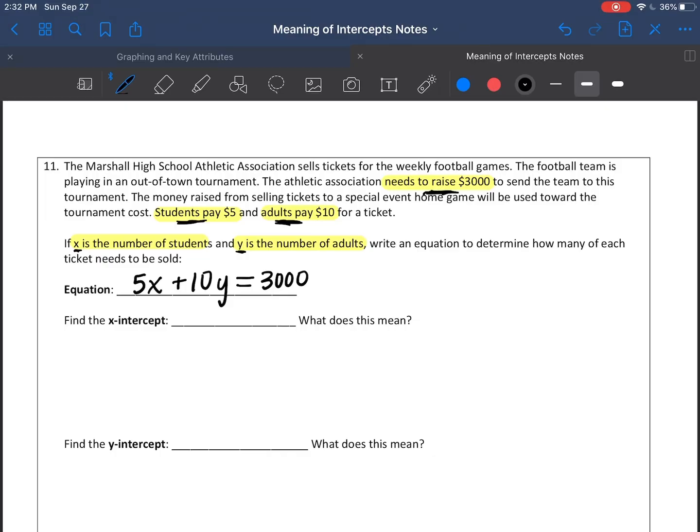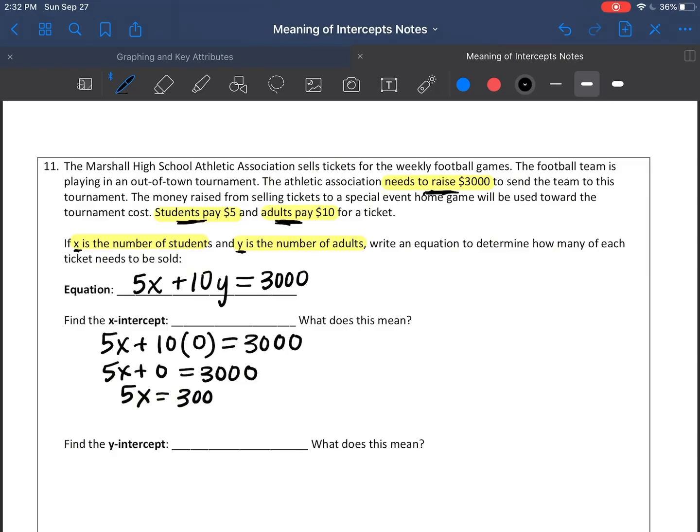All right, so now that we know how to write a standard form equation, we're going to talk about how to find the intercepts and determine what they mean. Okay, so for the x-intercept, remember we take our equation and plug in 0 for the y. That leaves us with 5x plus 0 equals 3,000. And so 5x equals 3,000. And so x equals 600.